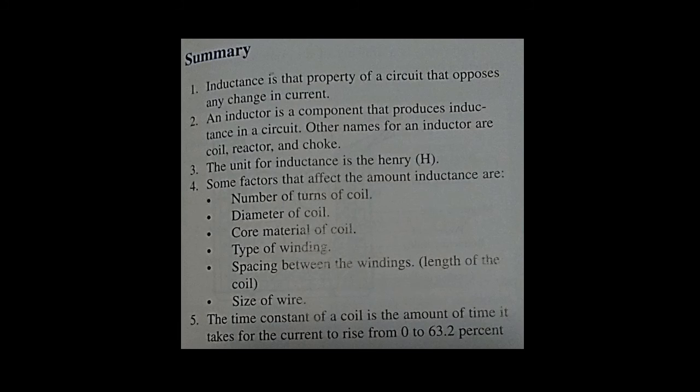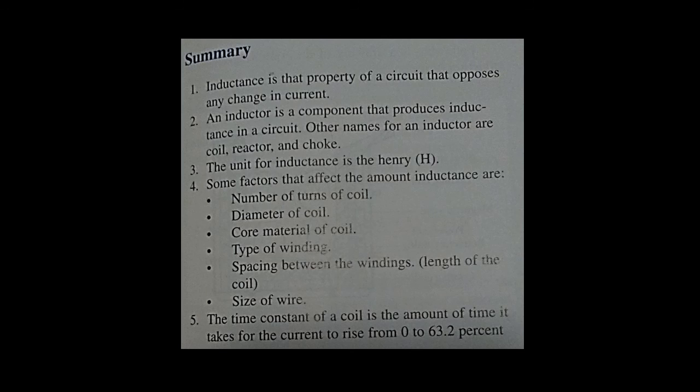Some factors that affect the amount of inductance are the number of turns of coil, diameter of coil, core material of the coil, type of winding, spacing between the windings or the length of the coil, and the size of the wire. The time constant of a coil is the amount of time it takes for the current to rise from 0 to 63.2% of its maximum value. The formula for time constant is T equals L in henries divided by R in ohms.